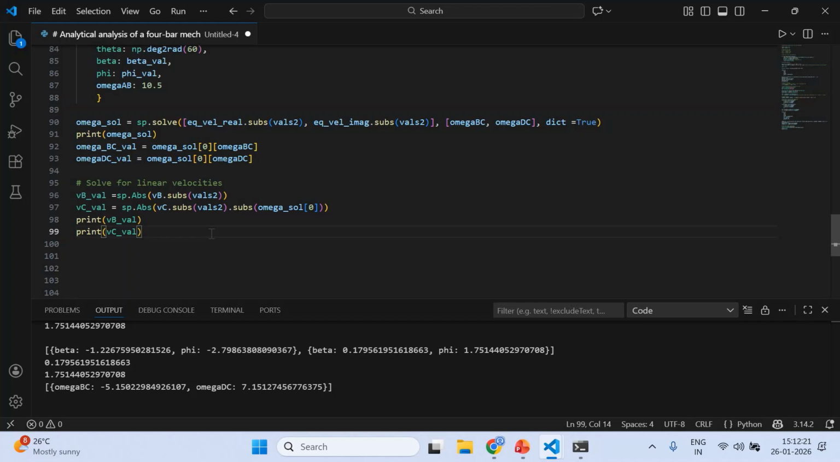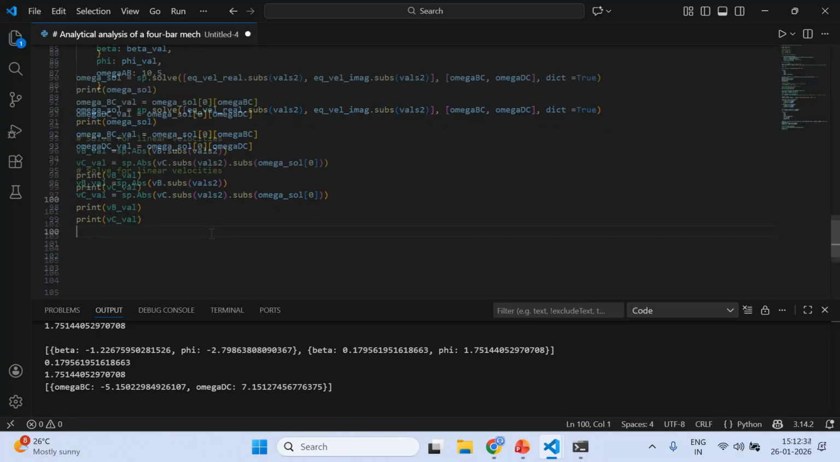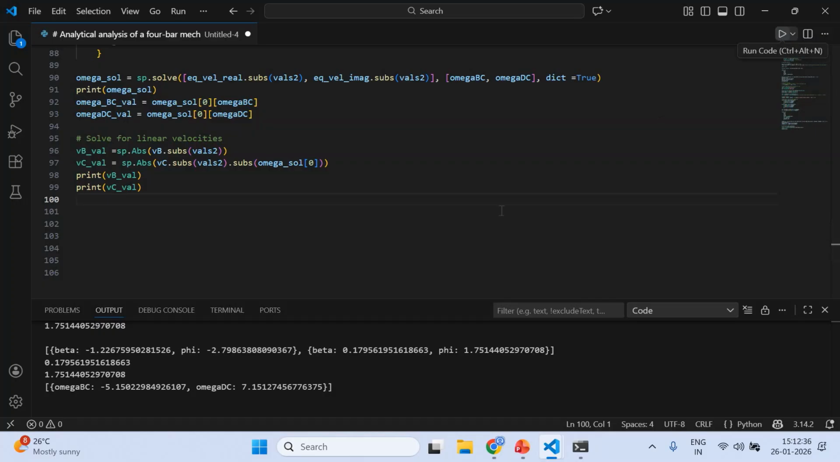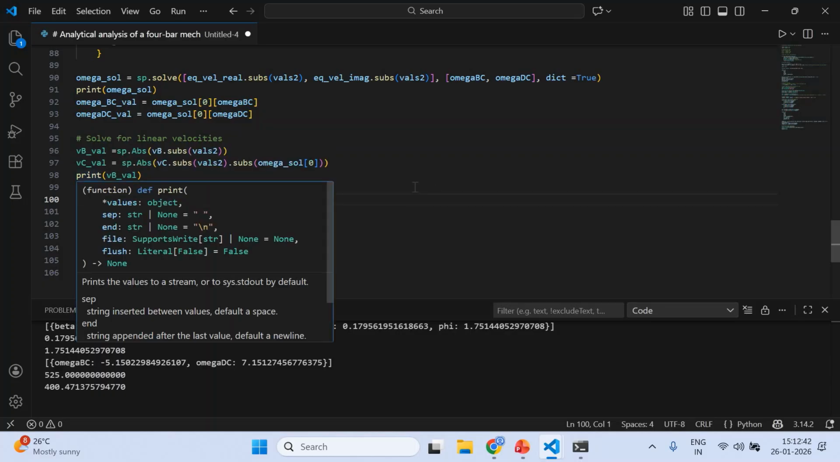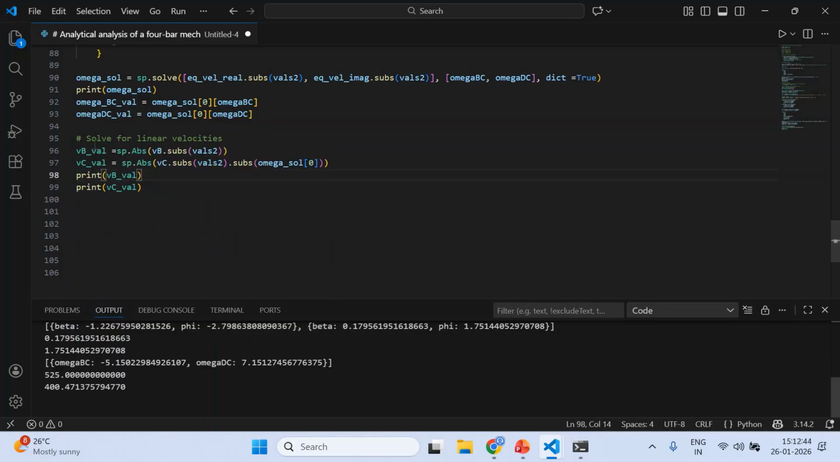So you can actually automate the entire process, and you can just verify your results, and you can make these iterations for different values of theta, phi, beta, and the link lengths. So after this, let me just again run this code. So now you can see here, these are the values of point B and C that we are getting.